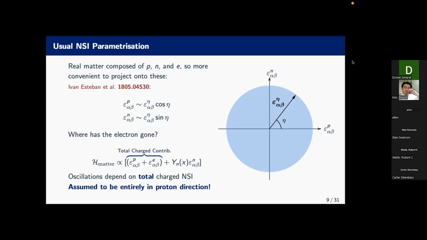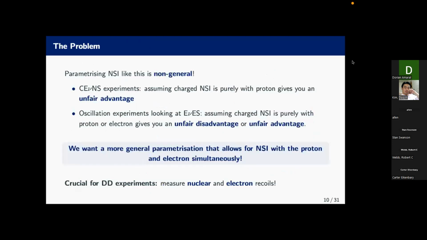Now, there's an issue with that, in that if you now throw in, say, NSI with scattering experiments, which are only probing proton-neutron NSI, if you assume that all of the NSI is in the proton direction, that's going to give you a maximal bound, say, if you're looking at a given experiment, right? If you have instead assumed that your NSI were in the electron direction and not the proton direction, your neutron would have to make up a lot more of the interaction to give you the same effect. So this already gives you a bit of an unfair advantage for scattering experiments.